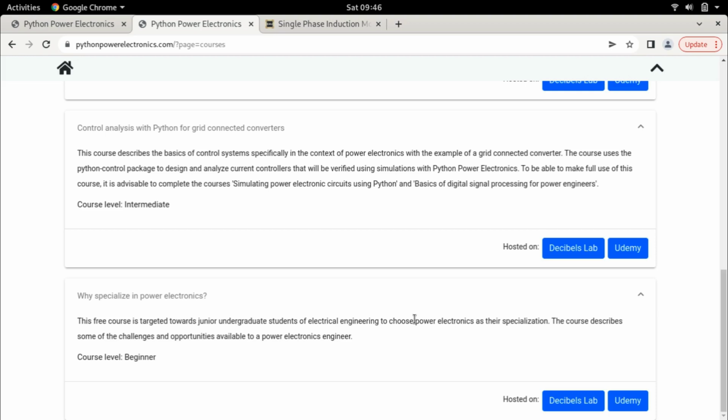And this course aims to talk about some of the challenges and opportunities available in power electronics.